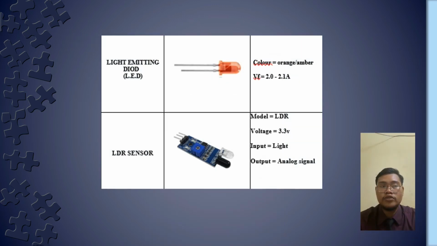We choose to use a light emitting diode, red color or orange, with their VF equal to 2.0 until 2.1 ampere. And we use an LDR sensor with model LDR. Voltage is 3.3 volt. The input is light and the output is analog signal.